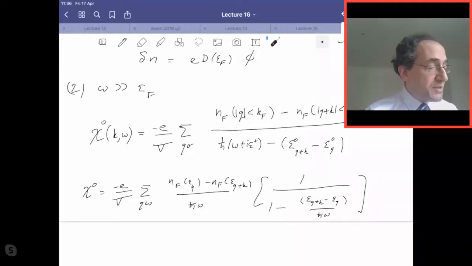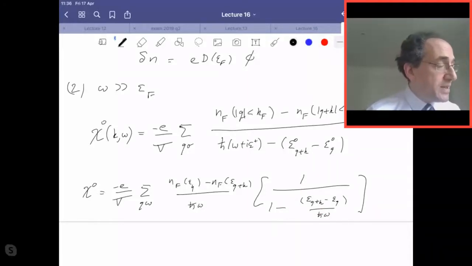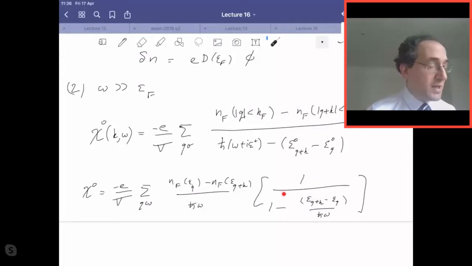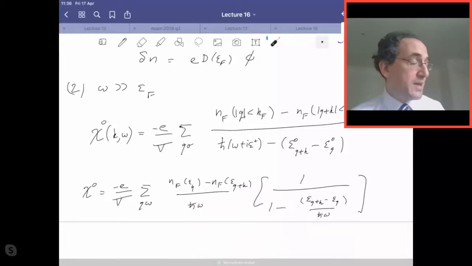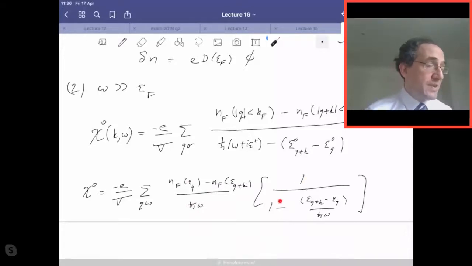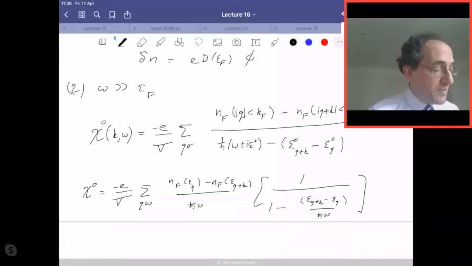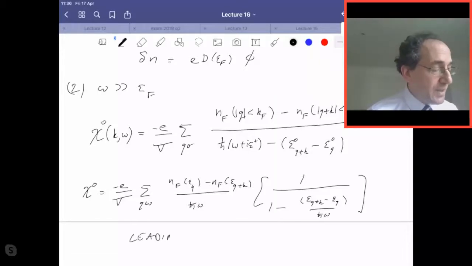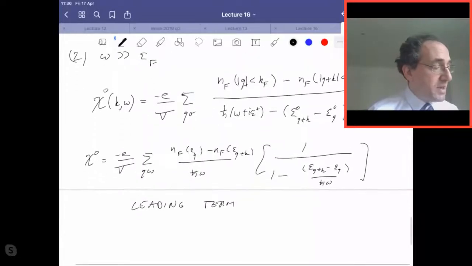But if you think about this for a second, if you treated the brackets as 1, then this sum vanishes, because both terms are going to give me the same number. This will give me the total number of particles, and this will also give me the total number of particles. They have a minus sign, and the whole thing is divided by h bar omega. But they'll end up canceling if this is treated as 1. So the leading term vanishes.